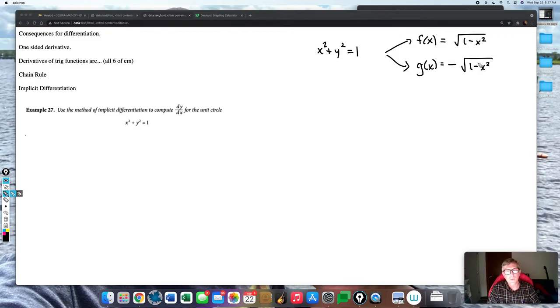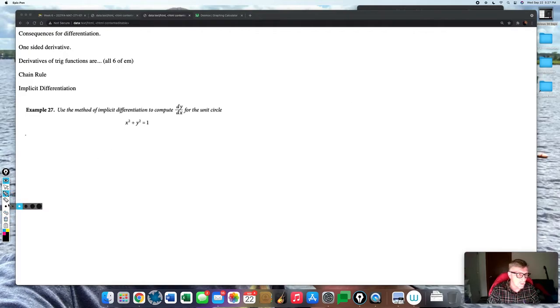So there'd be two different functions for that. And then, yeah, I could find the derivative of each one of these, and do one-sided derivatives, right? So like, all that kind of stuff. Well, it's a little bit cumbersome to work like that.